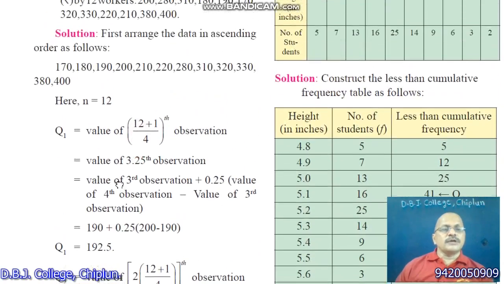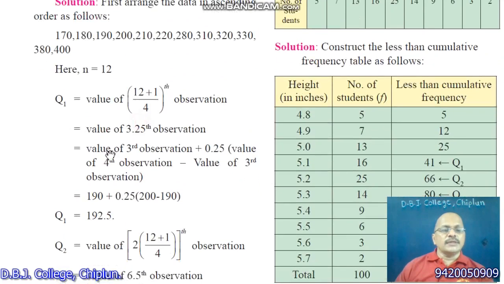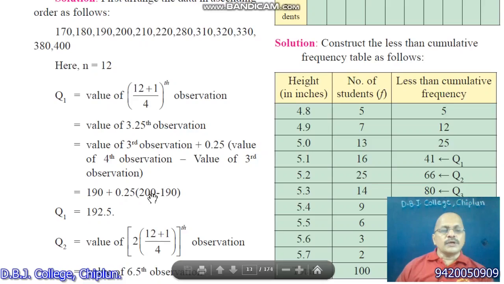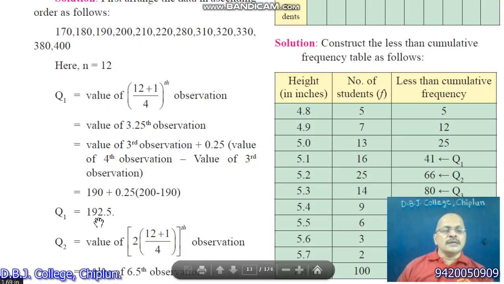The third observation is 190. Plus 0.25 multiplied by the fourth minus third observation. The fourth observation is 200, the third one is 190. 200 minus 190 is 10. 10 into 0.25 is 2.5. So Q1 is 192.5.